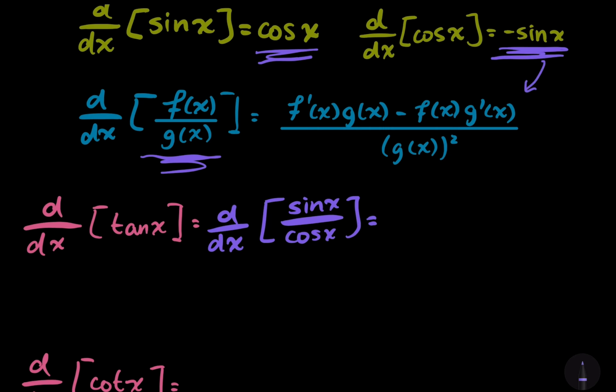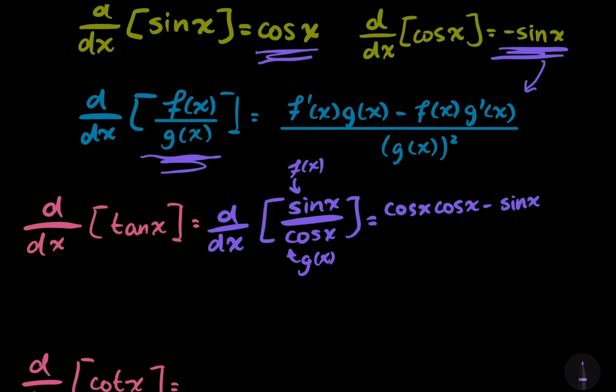Our numerator in this case is sine of x, which would be our f of x, and our denominator is cosine of x, which would be our g of x. By the quotient rule, we take the derivative of the numerator, which is cosine of x, times the denominator, which is cosine of x as well. And we subtract from that the numerator, sine of x, times the derivative of the denominator. The denominator is cosine of x, and so its derivative is negative sine of x.